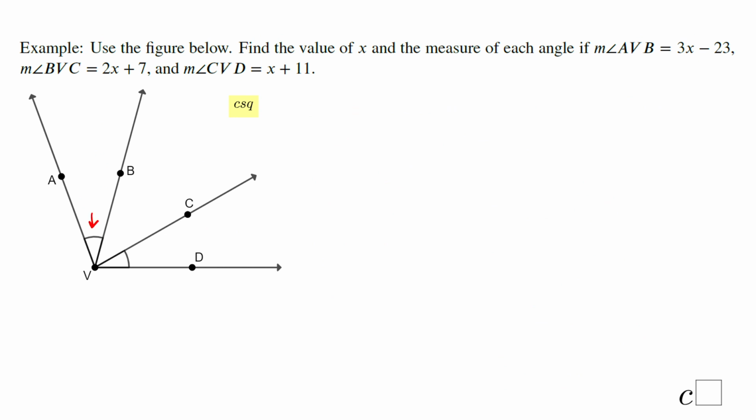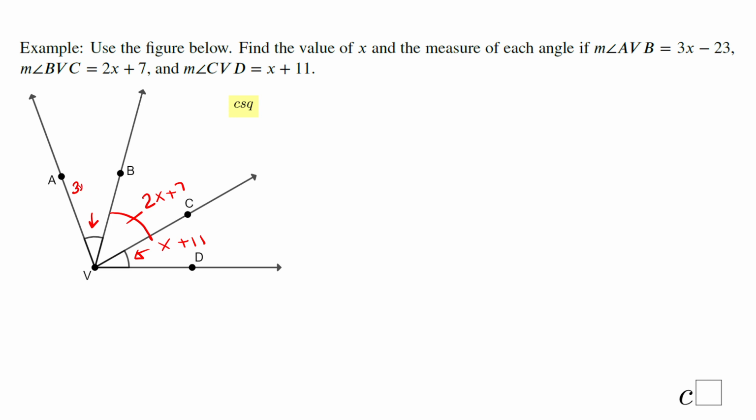We know that angle BVC, this angle here, I'm going to mark it different because I don't know if they are the same. This one is 2x plus 7. And angle CVD, this angle, is x plus 11. Now, if we take a look, AVB, by the way, is 3x minus 23.